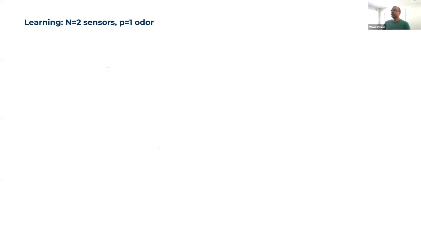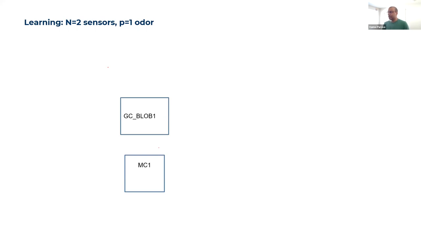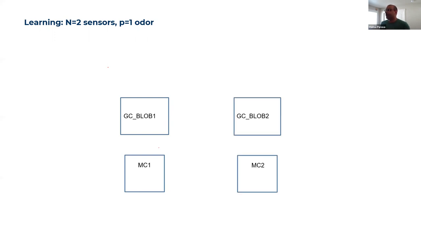And if you use actors for the same model, where we have 2 sensors and we want to learn one order, here I have 2 actors. The first actor is called MC1, and it has its corresponding GC1 blob. Usually in neuroscience you have not just one GC but a blob of GCs, so I'm modeling it as an actor. Similarly, the other, MC2, has its own GC2.